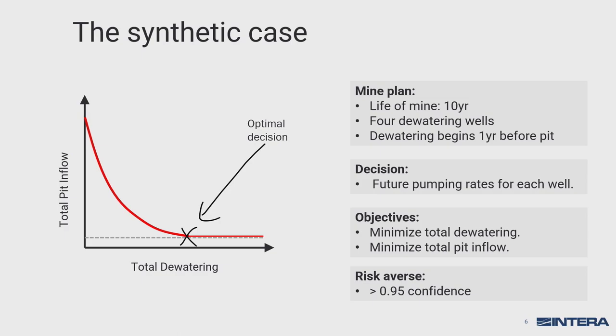And because we are the kips of this universe, we are risk averse. And so we want to be within the 95% reliability that we will be at the minimum pit inflow rate, or pit inflow rates will never be higher than what we're predicting.